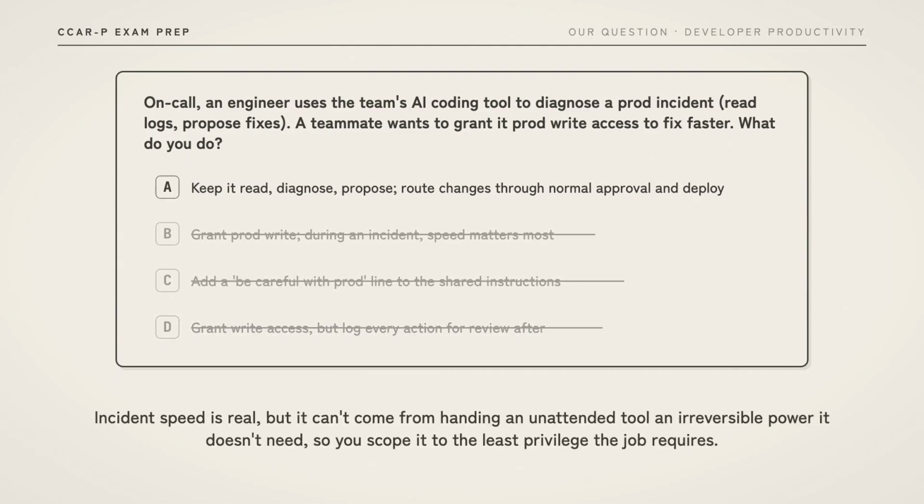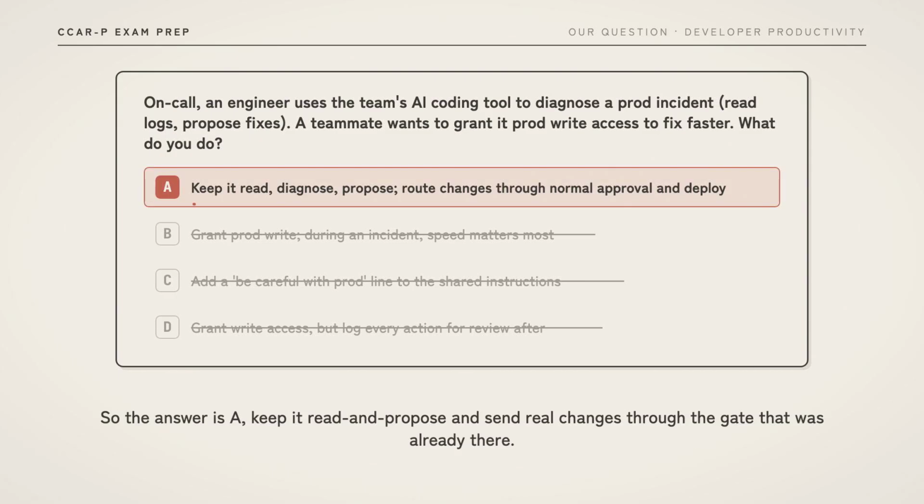Incident speed is real, but it can't come from handing an unattended tool an irreversible power it doesn't need. So you scope it to the least privilege the job requires. So the answer is A. Keep it read and propose and send real changes through the gate that was already there.